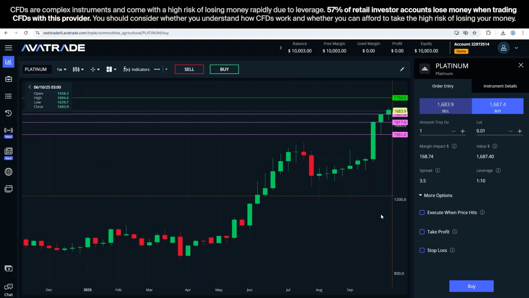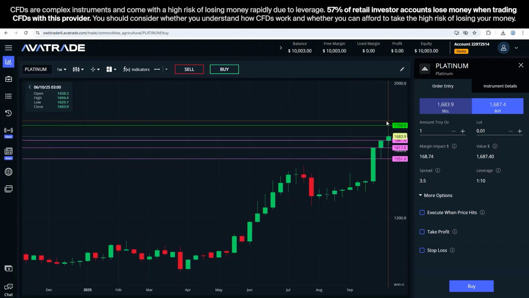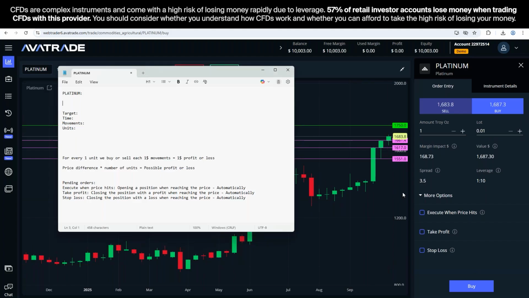I can't be too sure how high it will go, but I think it can go a little higher. I'm targeting 1750 as an example. Okay, at this point, I have absolutely no idea how much I can make, how much I lose, how much money I'm using, how many units I need. I basically don't know anything beside the direction. So we can get better than that.